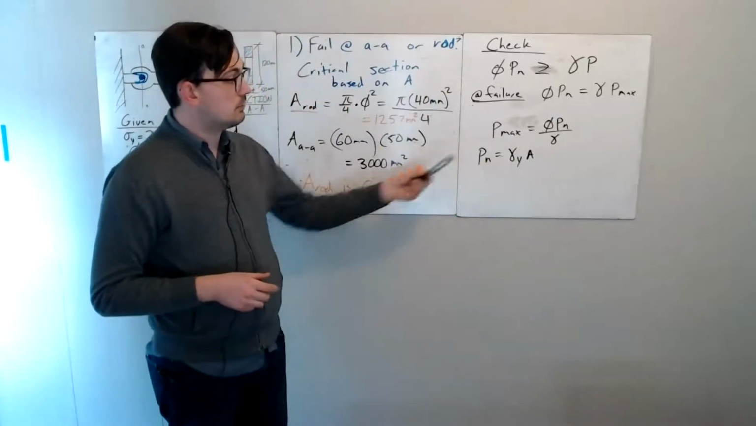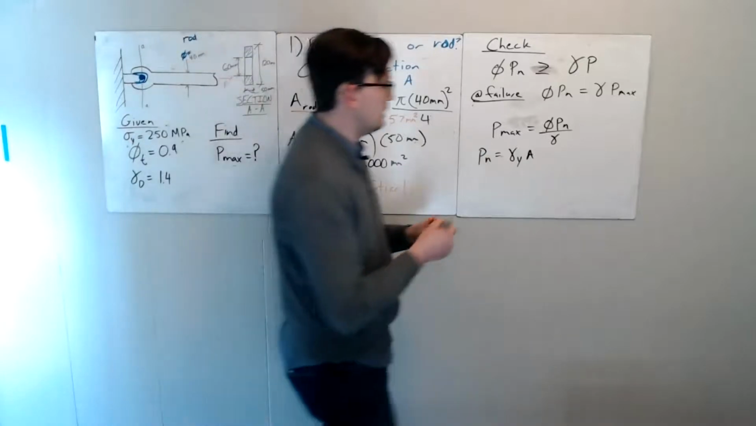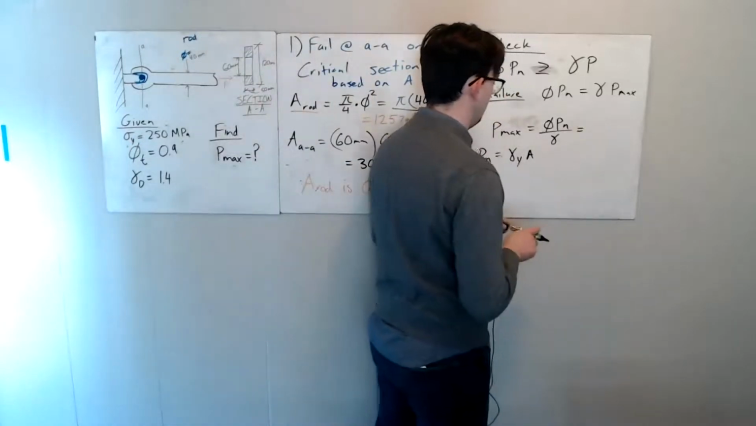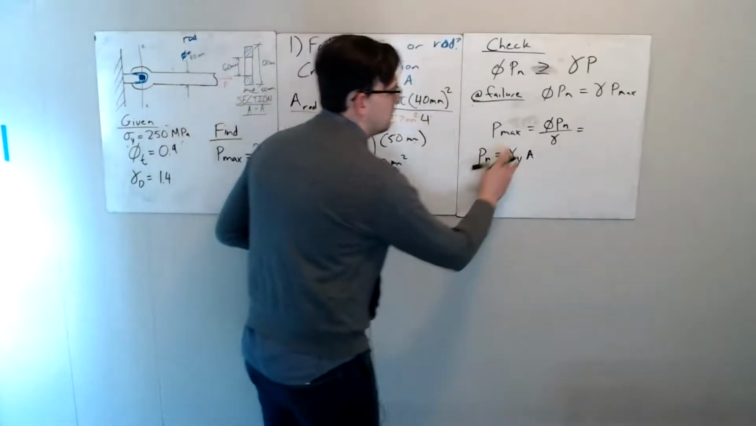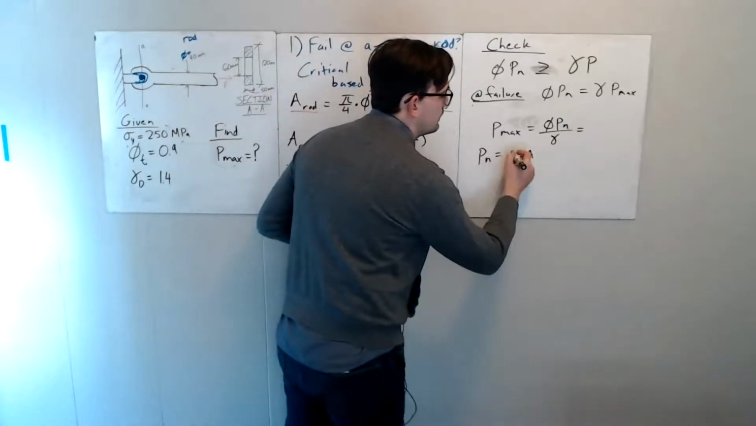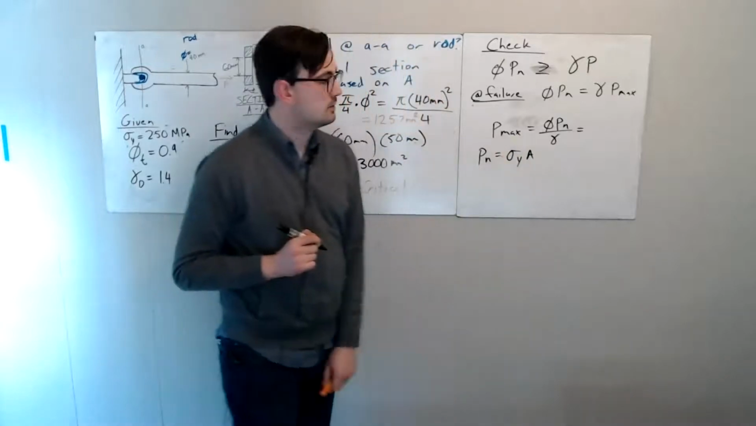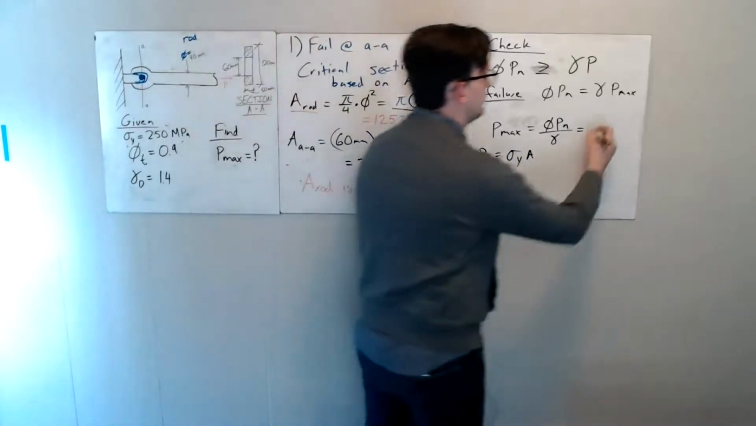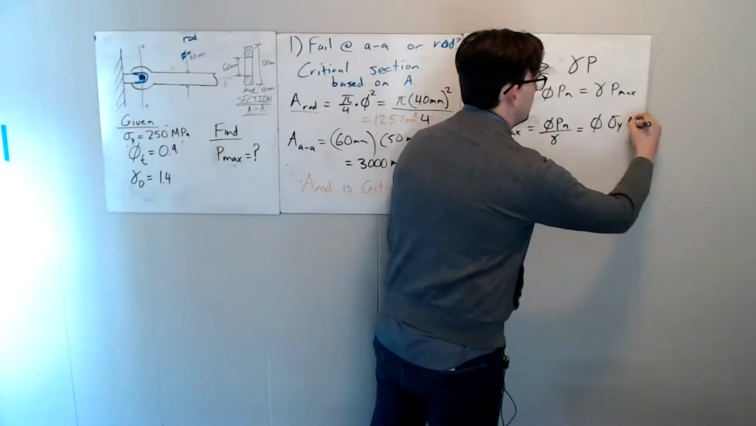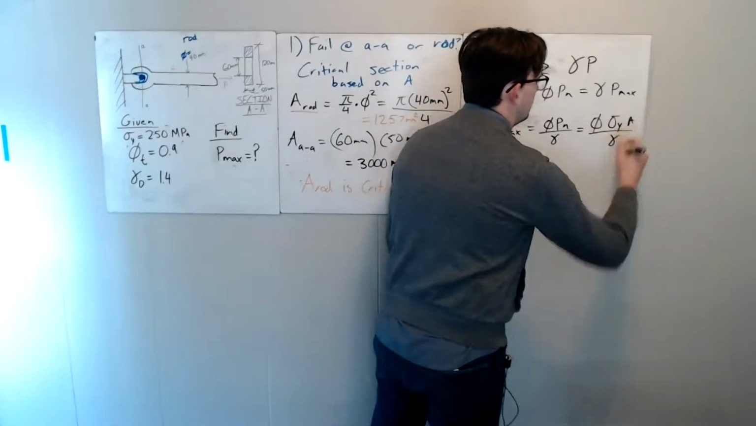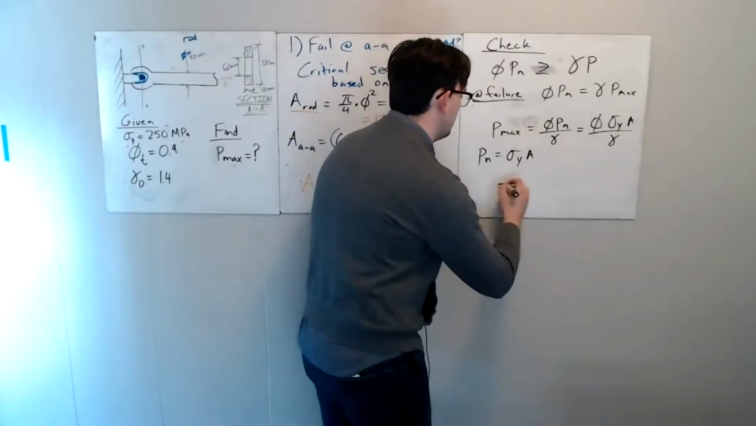So I can plug in what I know. I'm sorry, I should say sigma y. Sigma y, stress. So I can plug that in. I can say, okay, that looks like phi times sigma y times area divided by our load factor, gamma.